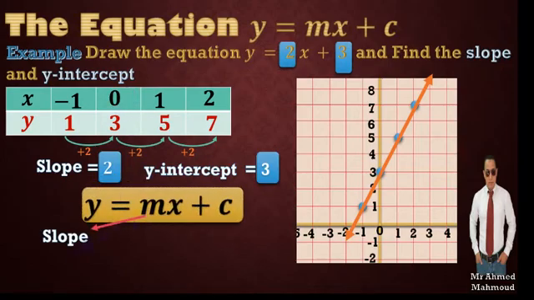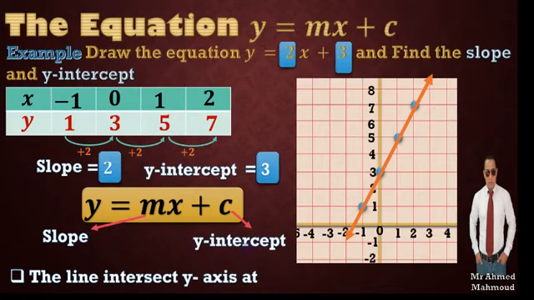Okay, here as I said, m is the slope and c is the y-intercept. Back to this point, 0 and 3. It is the intersection point of the straight line and the y-axis. So I can find from the table the y-intercept at x equals 0. So the line intersects the y-axis at the point 0 and c. Again, the line intersects the y-axis at 0 and c.